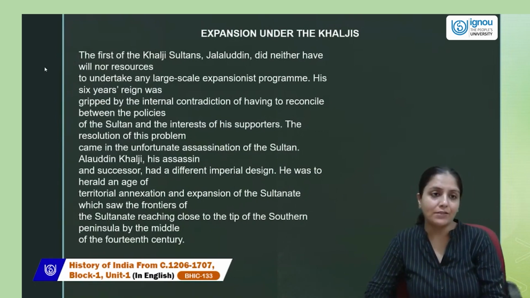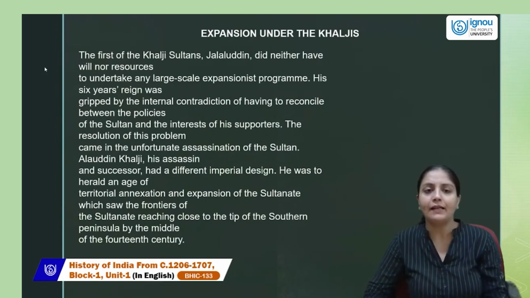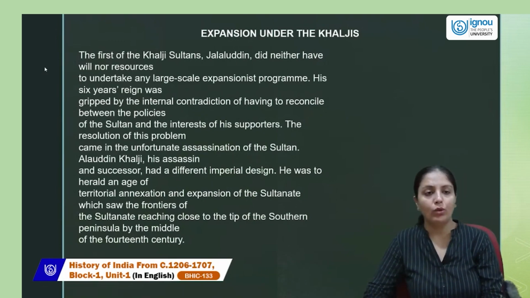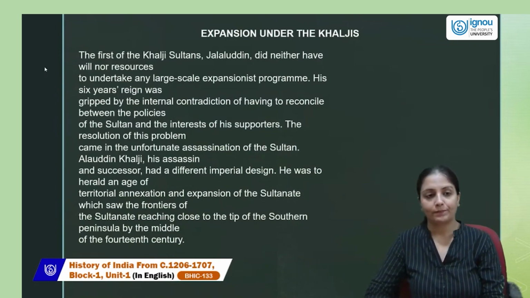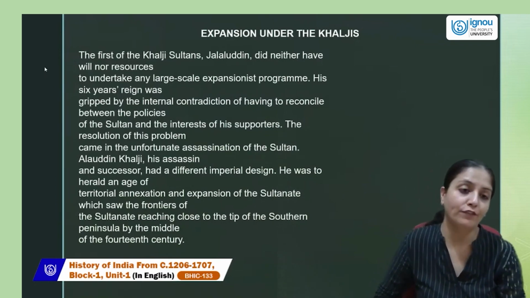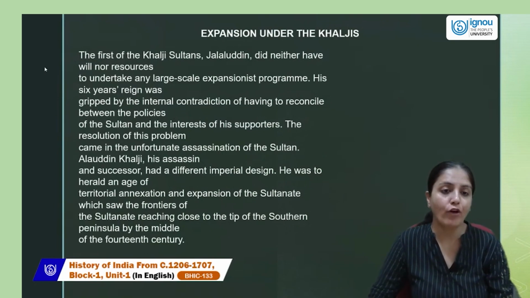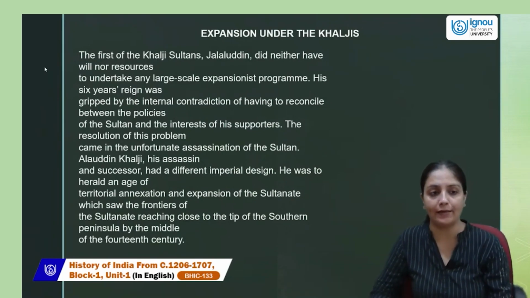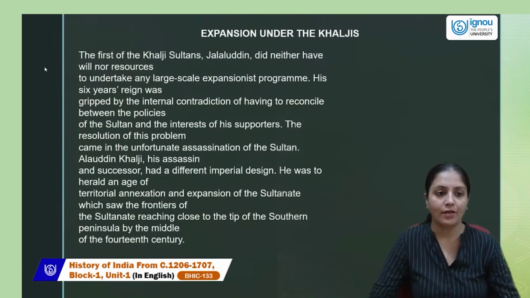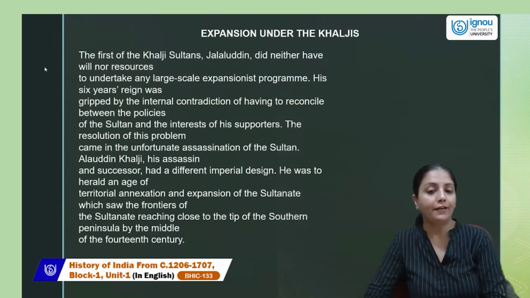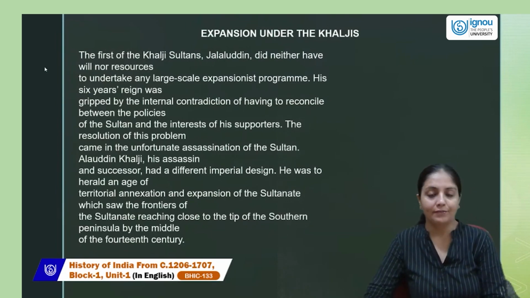His 6 years' reign was gripped by the internal contradiction of having to reconcile between the policies of the Sultan and the interest of his supporters. The resolution of this problem came in the unfortunate assassination of the Sultan. Alauddin Khilji, his successor, had a different imperial design.